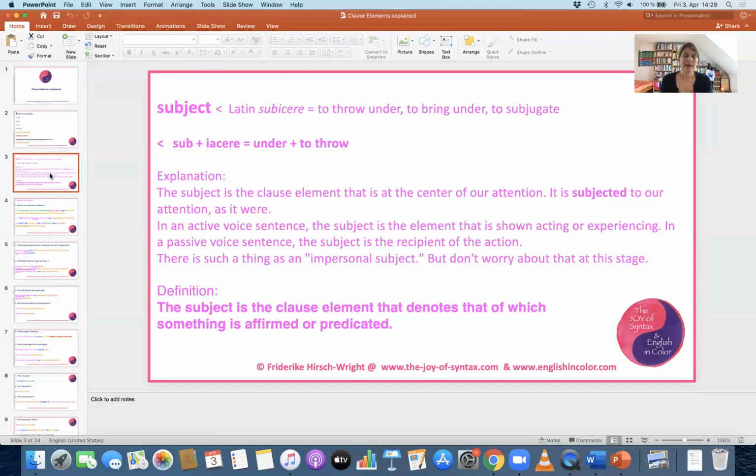Yeah, and here is some kind of definition that I either copied from a dictionary or then changed. I must admit I don't remember. The subject is the clause element that denotes that of which something is affirmed or predicated. It might also be George Curme's definition. I don't remember. So right now it doesn't matter where this is from, but a subject is this element that controls our attention. So we subjugate it to our attention. Yeah, and I will give you some examples.